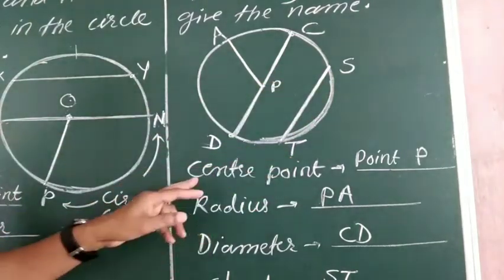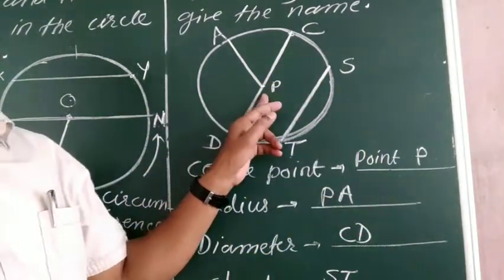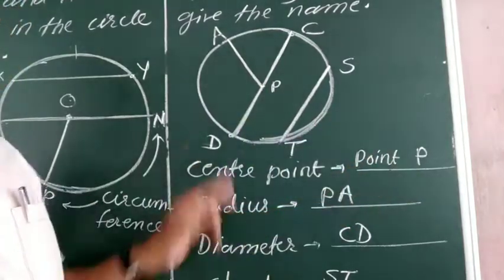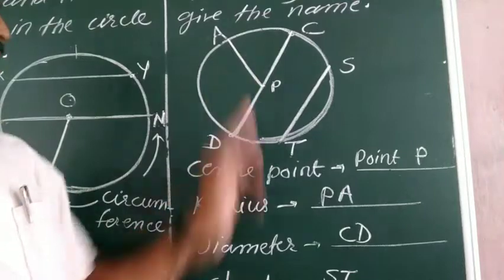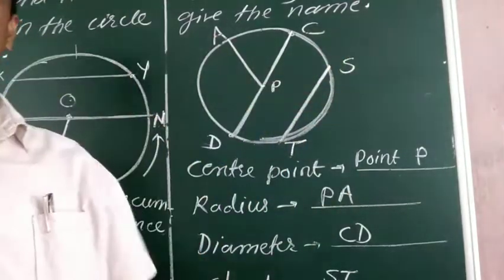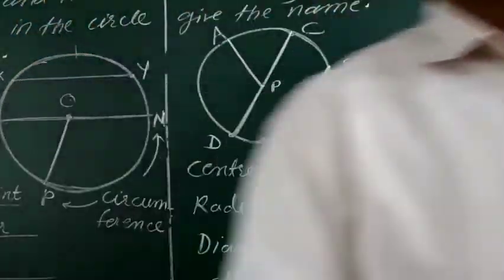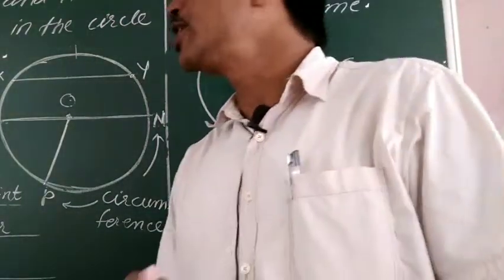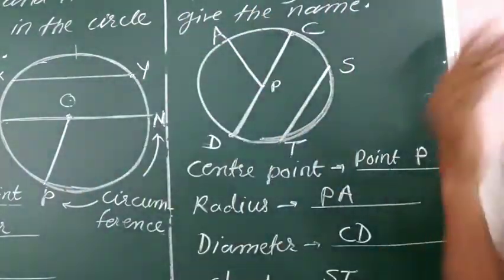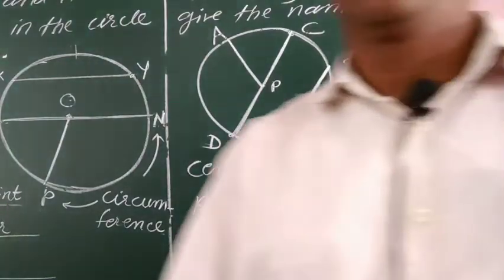So this way we will write here: center point, it is point P. Radius, it is PA. Then diameter, it is CD. And then chord, it is ST. So like this, today we discussed these 4 questions about the parts of a circle, radius, diameter, to draw it and to name it, to identify it and to write their names. Okay, thank you.